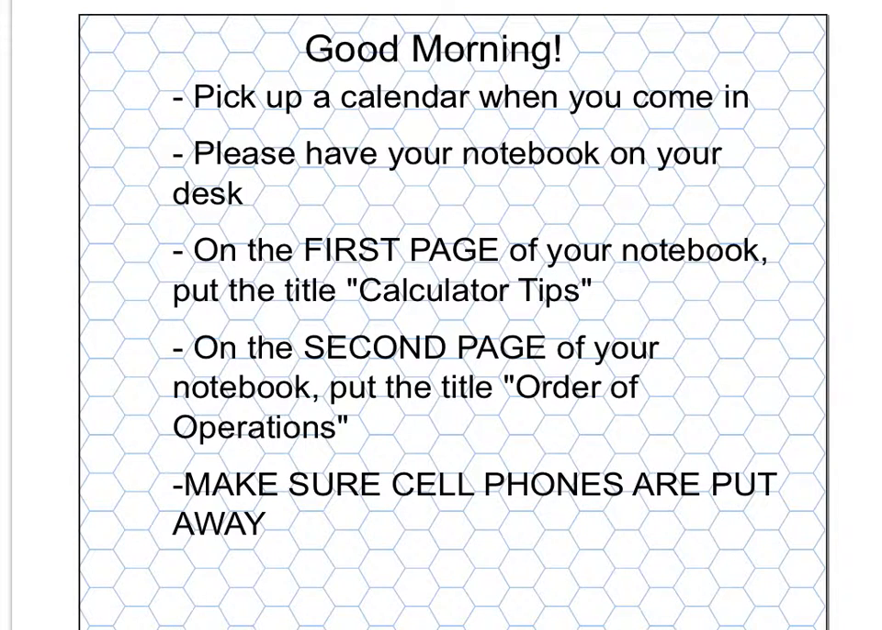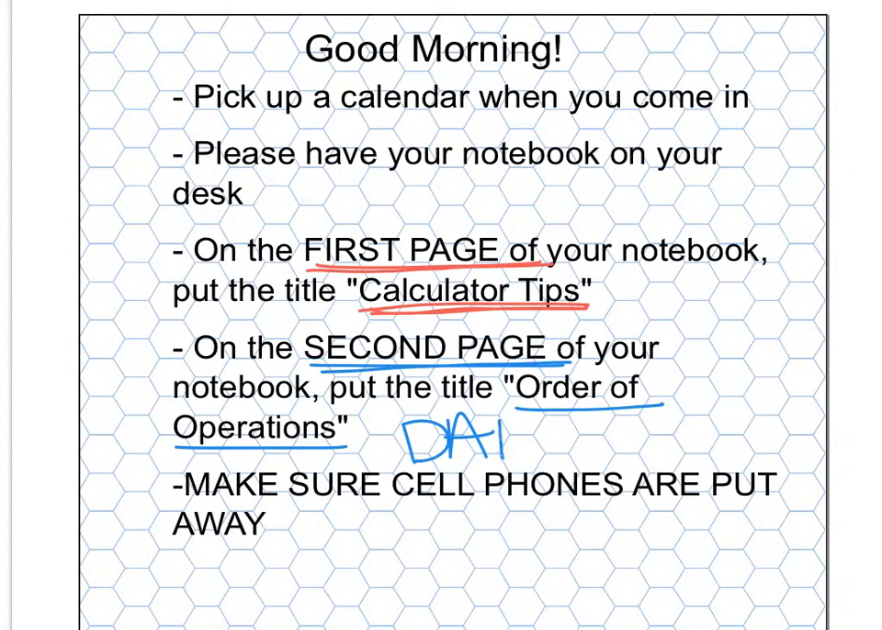Okay, so today we're going to talk about order of operations, and we're going to take our notes in our composition notebook. On the first page of your composition notebook, you should have a title of the page called Calculator Tips. So if you don't have that, go ahead and do that now. We're not going to write on that page today other than putting the title Calculator Tips. And then on the second page of your notebook, that's where we're going to take our notes today. So go ahead and put the title Order of Operations and also put today's date in the upper right hand corner of the page.